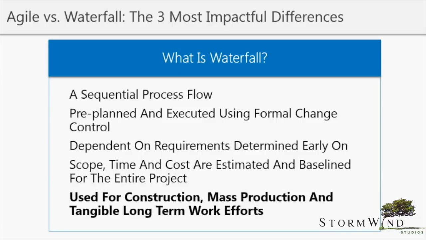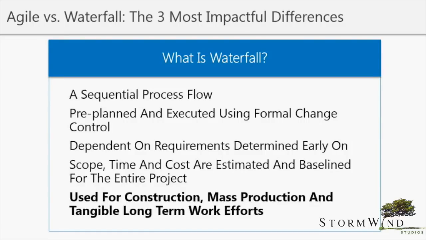Chances are scope is pretty well known in the beginning. We're doing some kind of construction project or we're mass producing something. We're looking for something that is tangible. And because scope of work is so well known, chances are we're better able to pre-plan and then execute. But in waterfall project management, there's a very formal change control system because we go forward thinking this is going to be the scope of work.